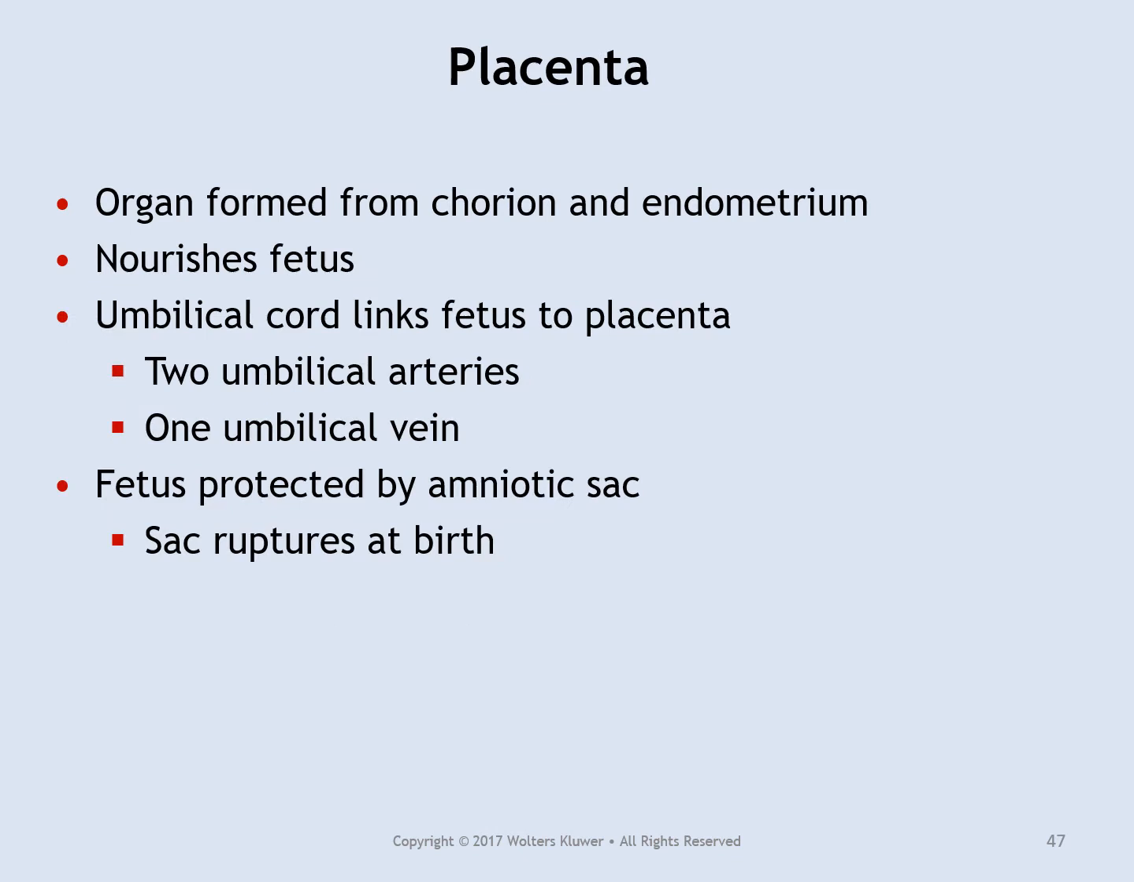The placenta is the organ that's formed from the chorion in conjunction with the endometrium. That's the two parts of the placenta. This nourishes the fetus and supports the pregnancy. And the umbilical cord is the link between the fetus and the placenta. There are two umbilical arteries and one umbilical vein. Two arteries and one vein in the umbilical cord. And there's an amniotic sac surrounding the fetus.